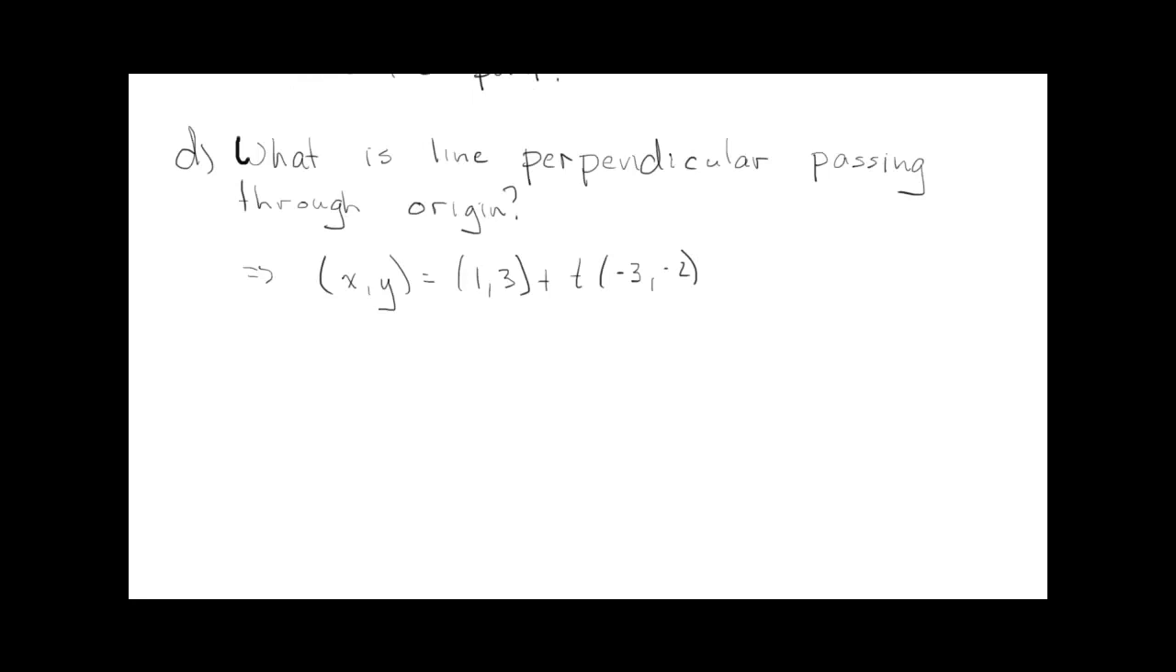So final question, what is the line perpendicular to that original line passing through the origin? So here's the original line. So recall, what does perpendicular mean? Well, perpendicular means meets at a 90 degree angle. So this is the direction vector, m of our original line, minus 3, minus 2. We need a perpendicular direction vector.